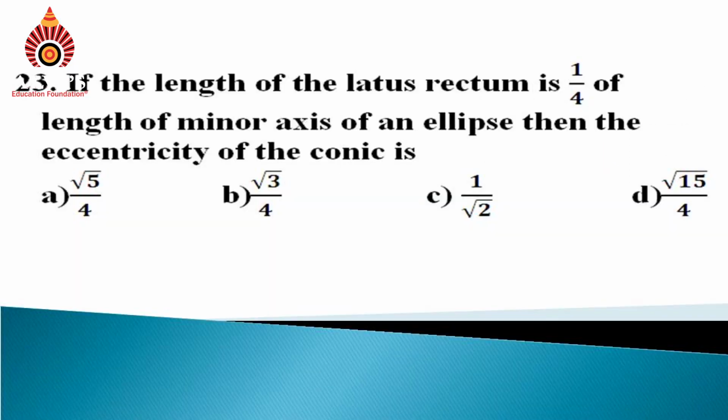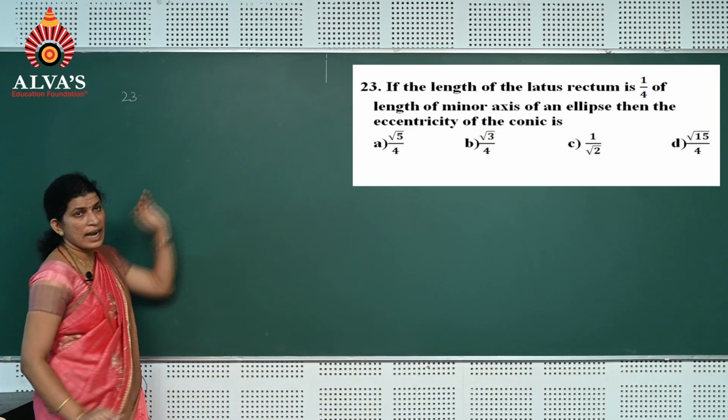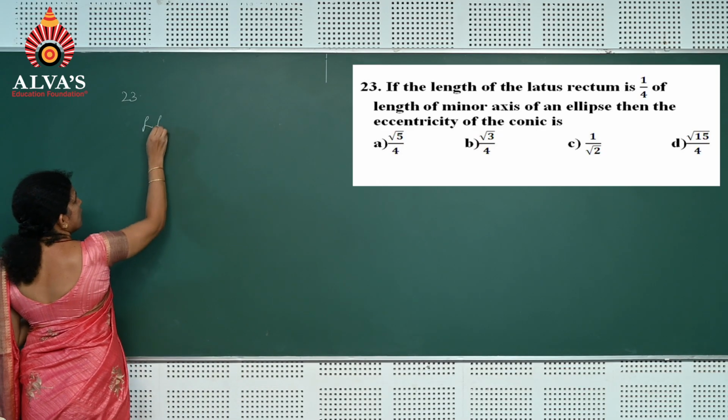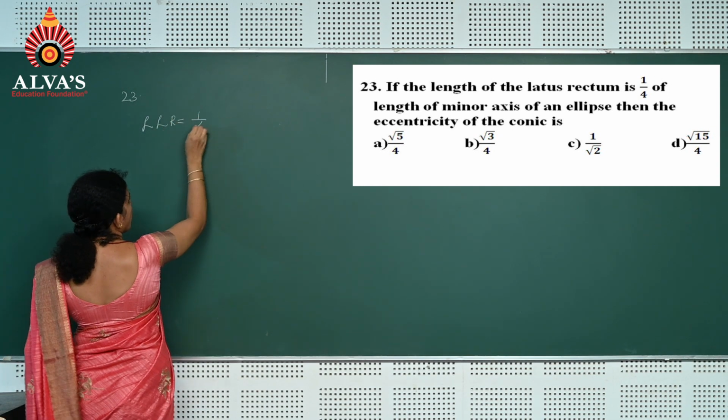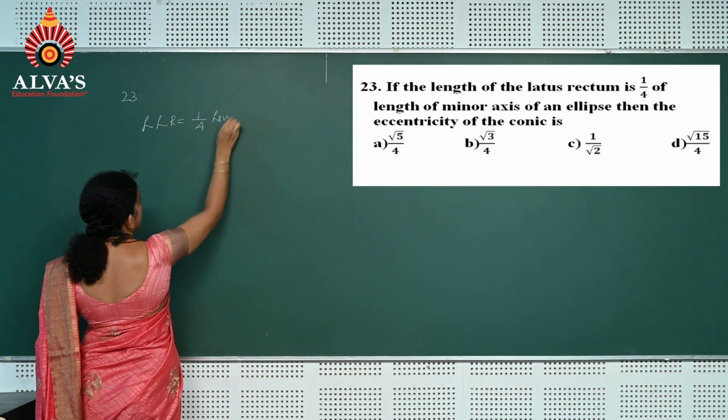Come to question number 23. The question is, if the length of the latus rectum is 1 by 4 of the length of the minor axis of an ellipse, then we want the eccentricity of the conic. See, the length of the latus rectum is 1 by 4th of the length of the minor axis.